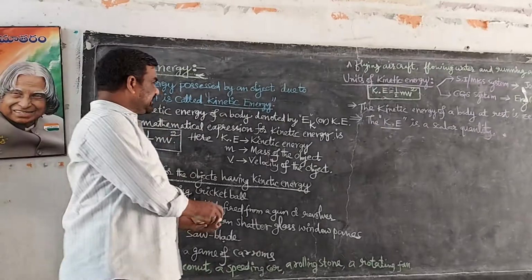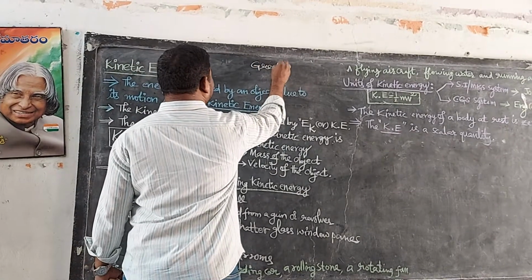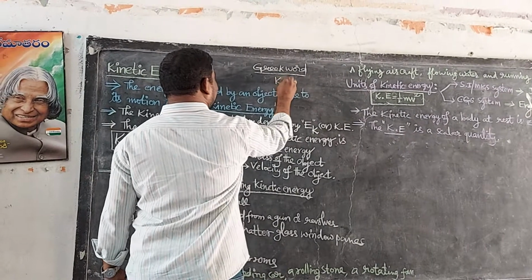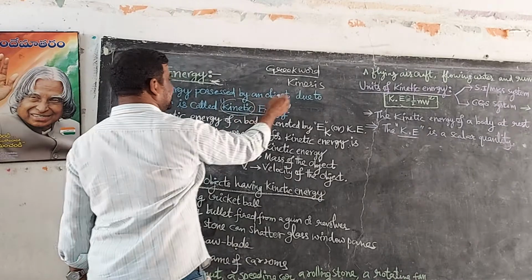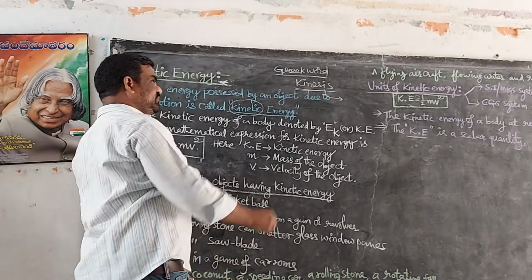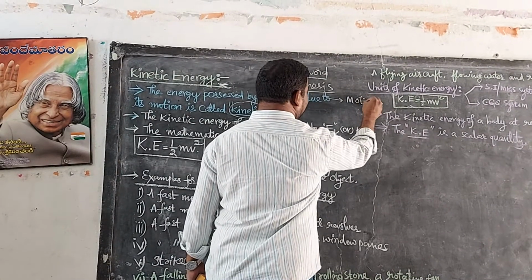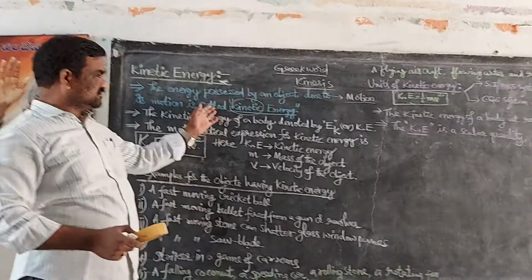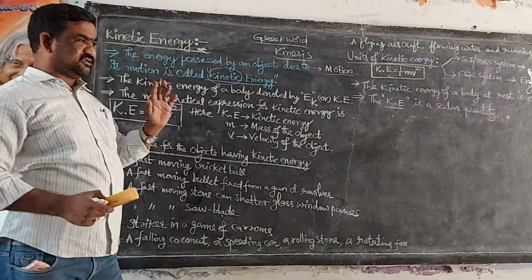The word kinetic is derived from the Greek word kinesis. In Greek, the meaning of kinesis is motion. That means when a body is in motion, it possesses some energy. That energy is called kinetic energy.